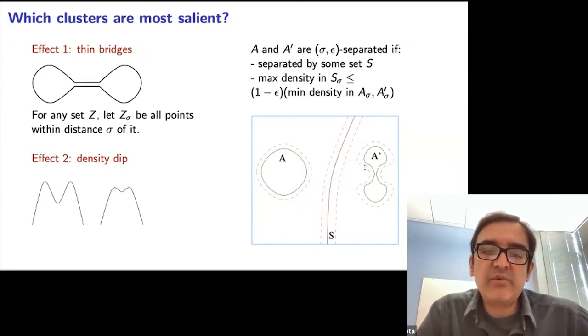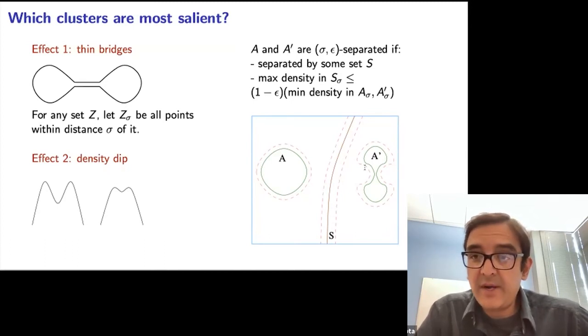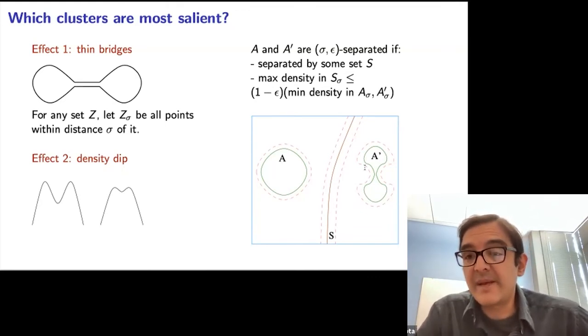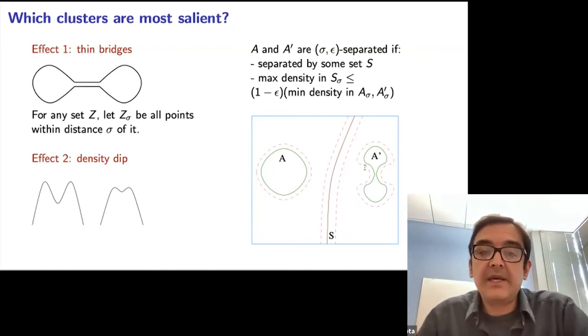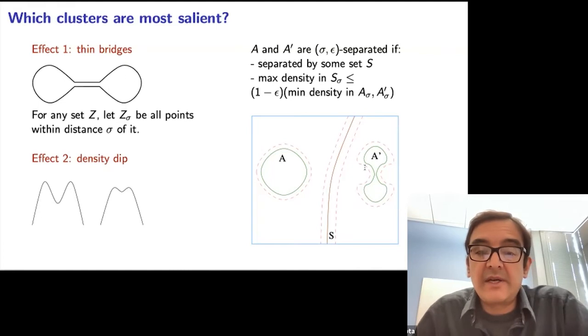And one thing to point out over here is that for any A and A prime that are distinct clusters, there is going to be some sigma epsilon for which they're separated. It might be very small, but there'll be some positive sigma epsilon at which they're separated.